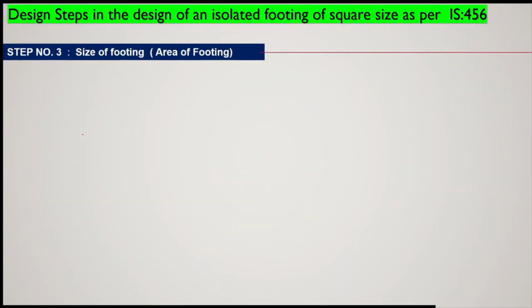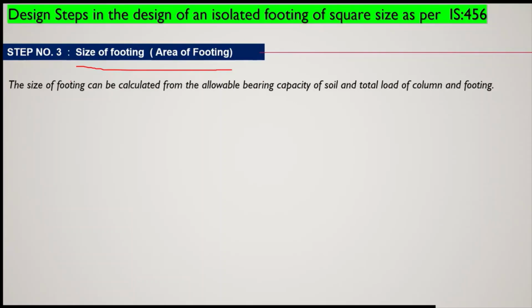Now step number 3, here we will decide the size of the footing. That means what should be the area required of the footing so that the load from the column as well as self weight of the footing can be transferred to the soil without any type of failure. Size of footing can be calculated from the allowable bearing capacity of the soil and total load of the column as well as self weight of the footing.